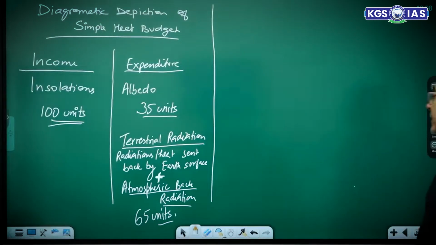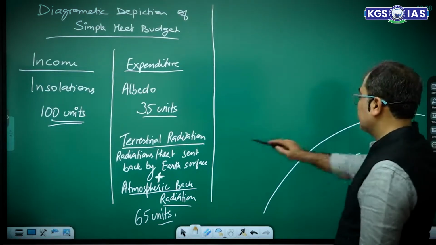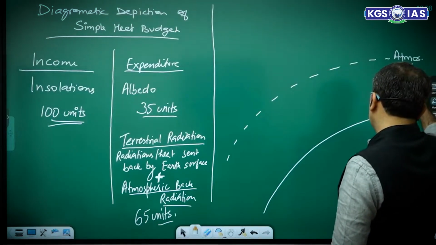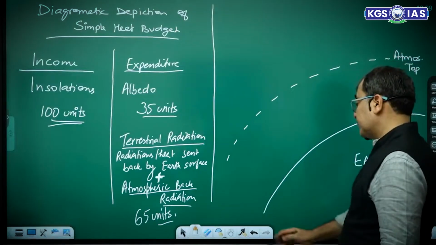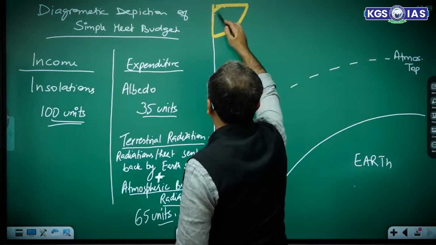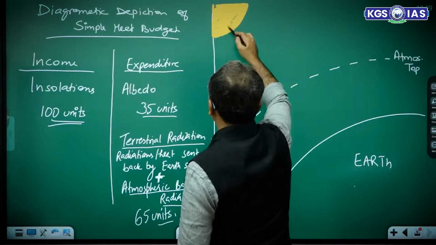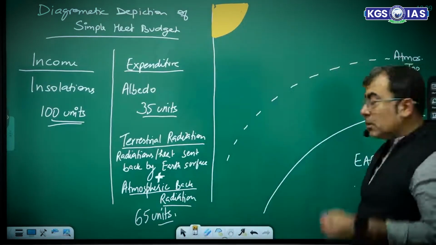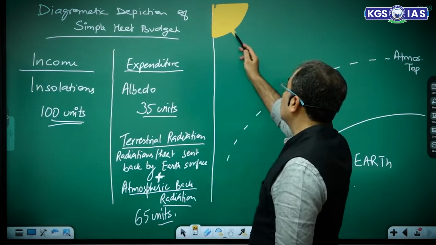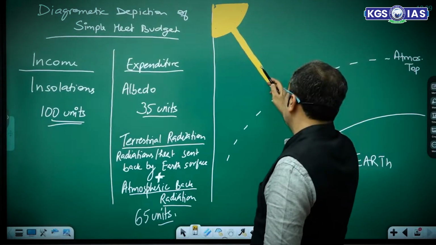So now let's look at it diagrammatically. Earth, atmosphere top 480 kilometers. Sun, I don't think the sun is small, the sun is very big, but I have just shown it like this. Now what is coming from the sun is solar radiations, incoming solar radiations.